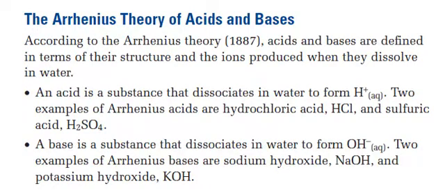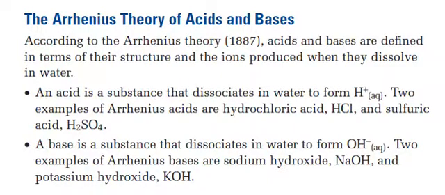Now let's see what is the Arrhenius theory of acids and bases. According to the Arrhenius theory in 1887, acids and bases are defined in terms of their structure and the ions produced when they dissolve in water. An acid is a substance that dissociates in water to form proton or H+.